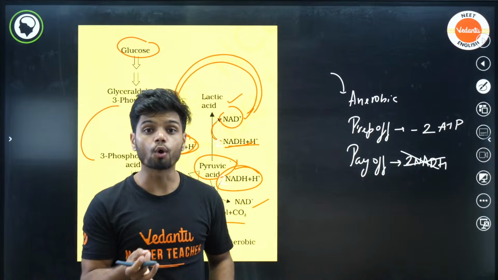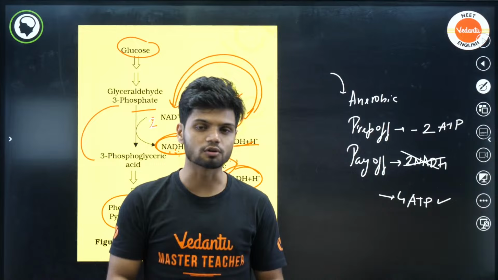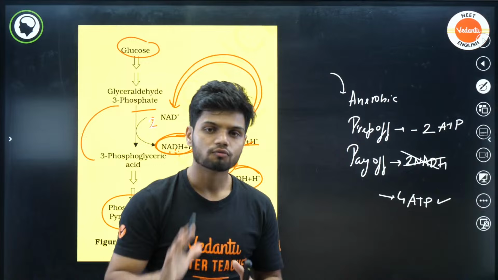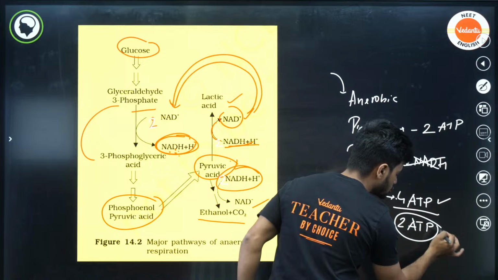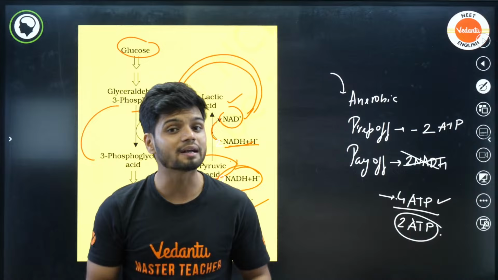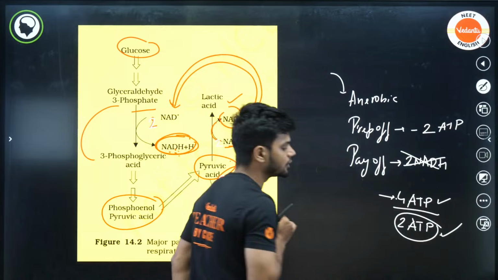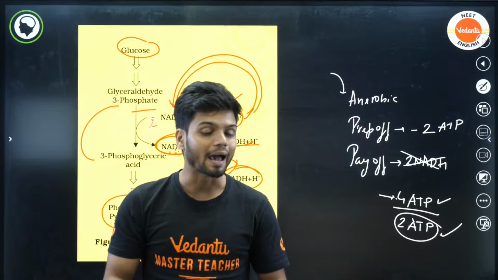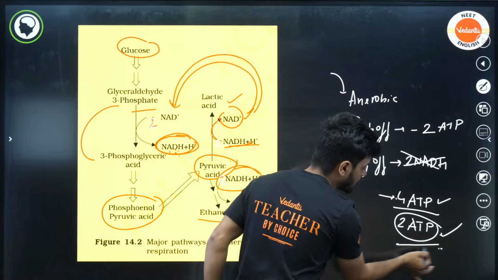Now what about the 4 ATPs? We had 4 ATPs there, right? Initially, in case of your normal glycolysis also, there was 4 ATPs. When glycolysis was taking place, 4 ATPs were produced. Now from this 4 ATP, 2 ATP is consumed. So 4 minus 2 is what? 2 ATP. So during your anaerobic respiration, only in anaerobic, not in aerobic, only and only 2 ATP are produced. If an organism is undergoing anaerobic respiration, very small energy is released. That is only 2 ATP.